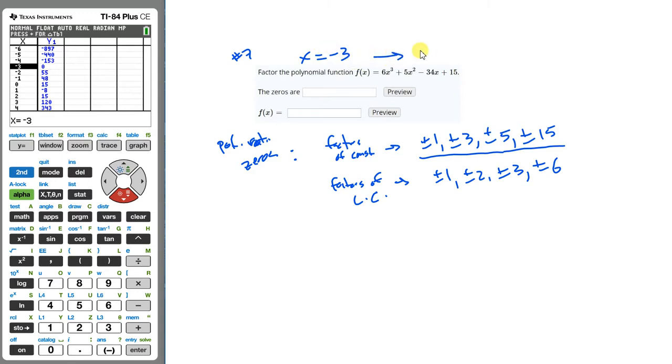Okay, that means I have a factor of what? X take away negative 3, which of course can be rewritten as what? X plus 3. Okay, so I already know that's a factor. X plus 3 is a factor because negative 3 was a 0. So now let's pull that factor out and see what's left. Okay, so let me erase here.